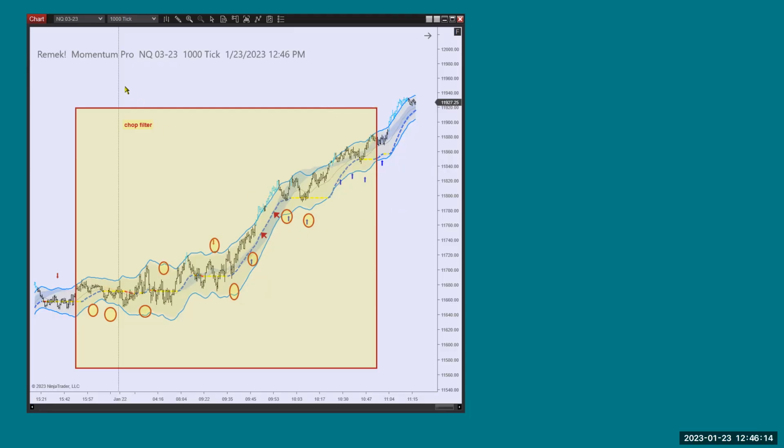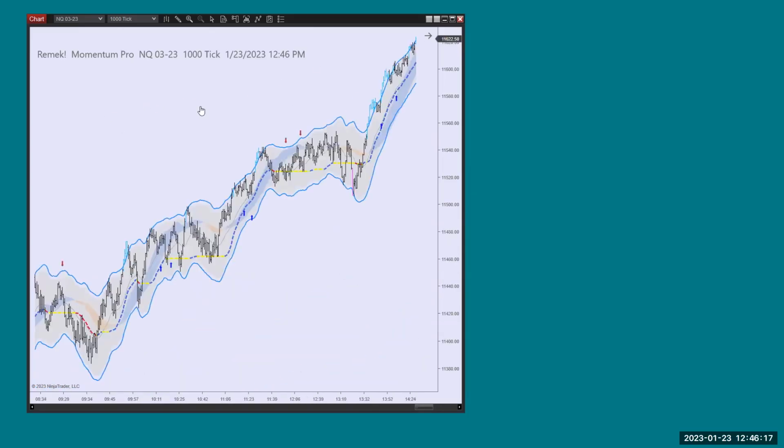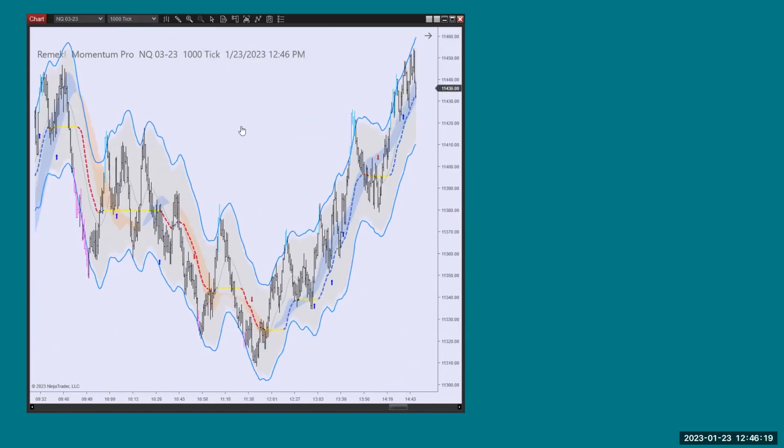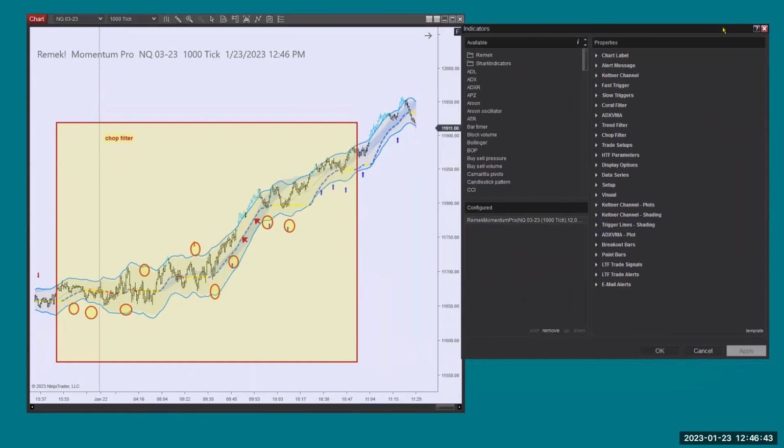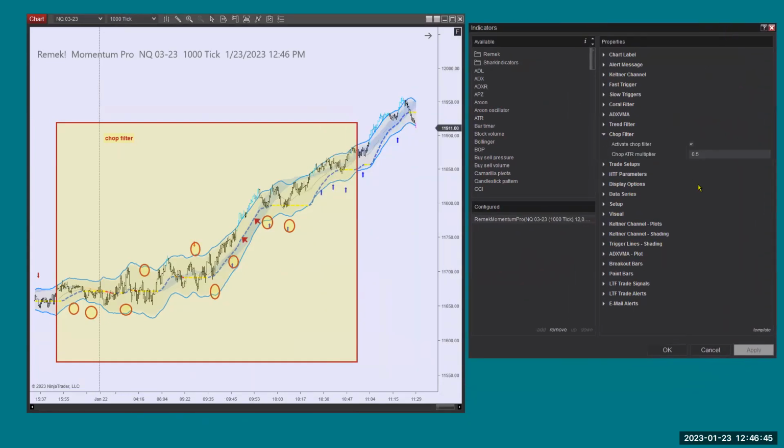It works. And I'm not picking an example. I could go back anywhere else. You would find the same stories all the time. Now, of course, you don't have to use it. If you switch it off, then basically all these signals will be calculated regardless of the existence or non-existence of momentum on the market at that point in time. Okay, so that was the chop filter.